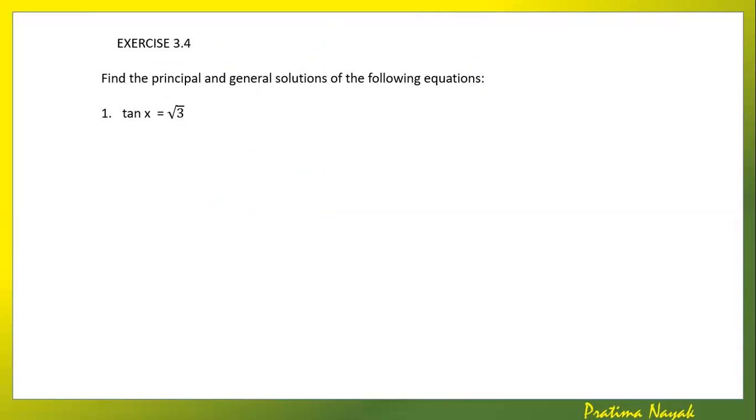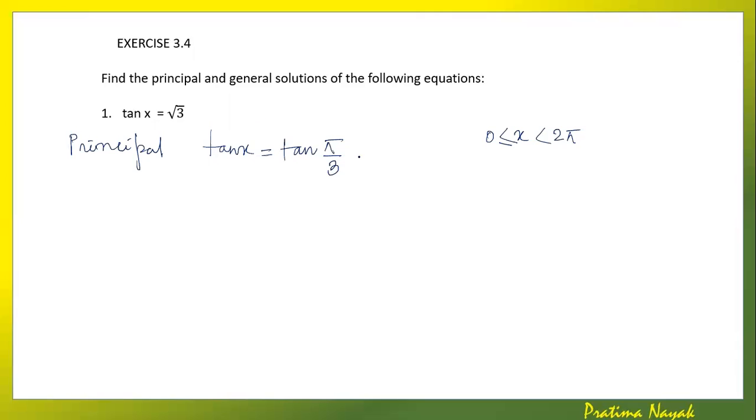Next we'll go for exercise 3.4, question number 1. Tan x is equal to root 3. Find the principal as well as the general solution for the following equation. Principal is very easy. Now you have to recall that root 3 is tan 60 degree, which means pi by 3. Again, you have to write all the values from 0 to 2 pi, so I'll get another value here. Which one? Plus pi, because the tan function repeats after pi.